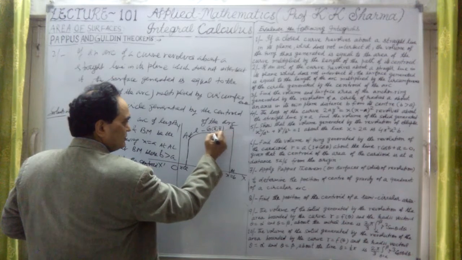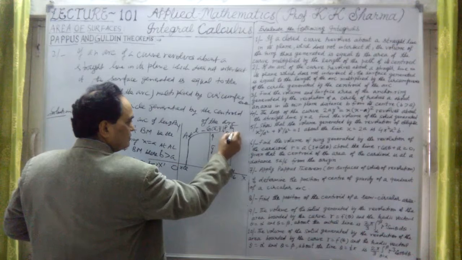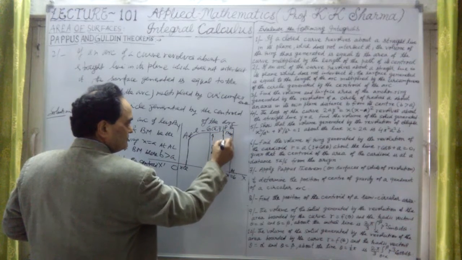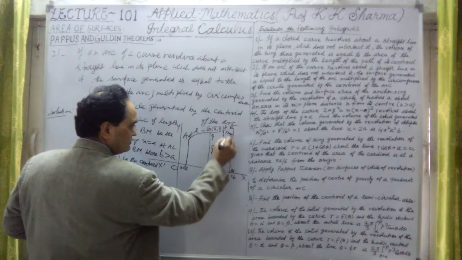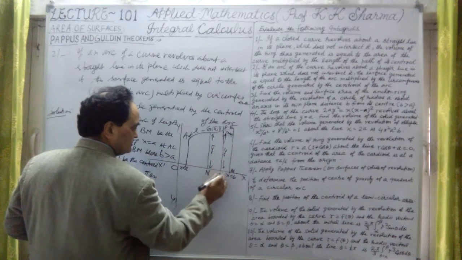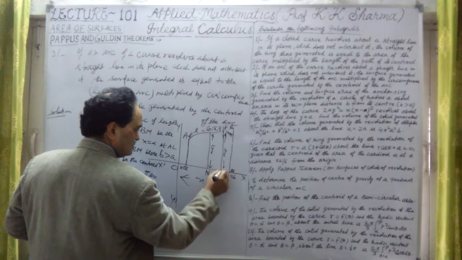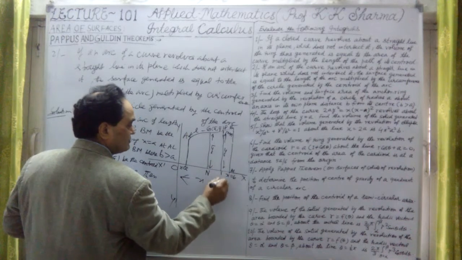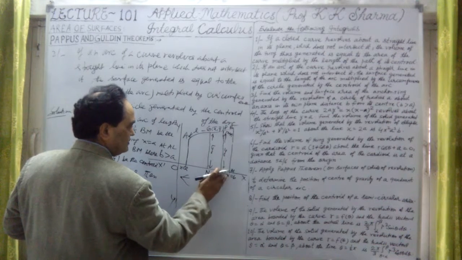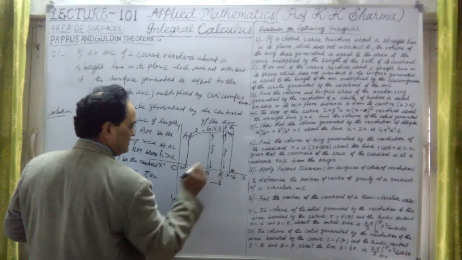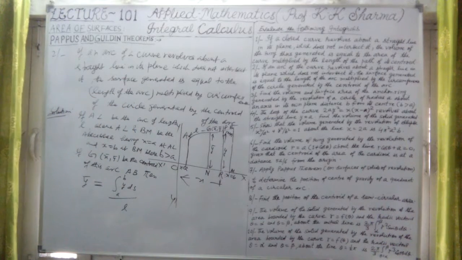If I take a point P here with x and y coordinates, then the length of this P point is y here. The y coordinate is taken up to this point. Let me take R here, so PR is y here. So this we know, y into ds.